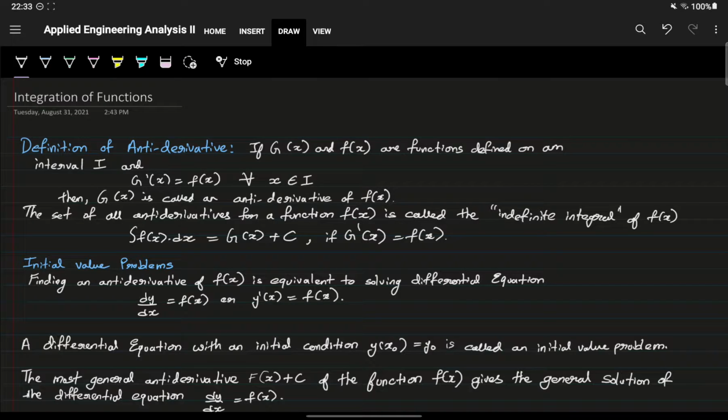Hello. In this video, I'll be covering the basics of integrations. Let's start with the definition of an antiderivative.